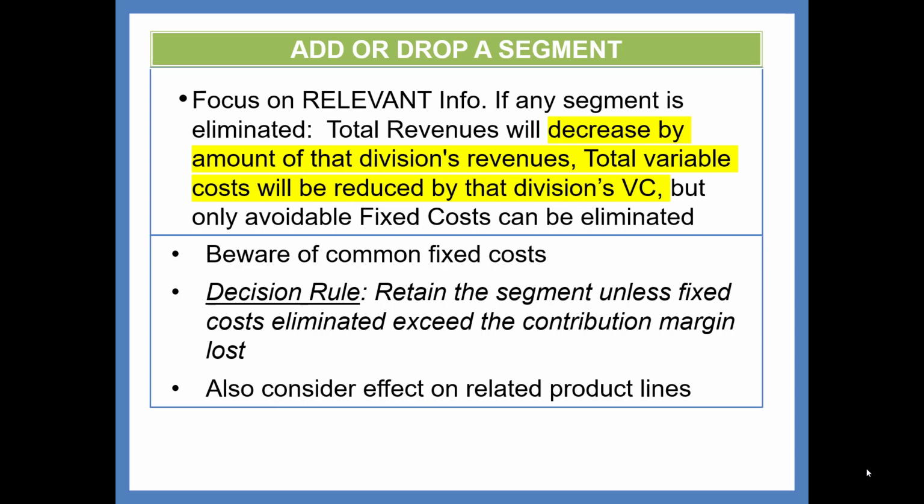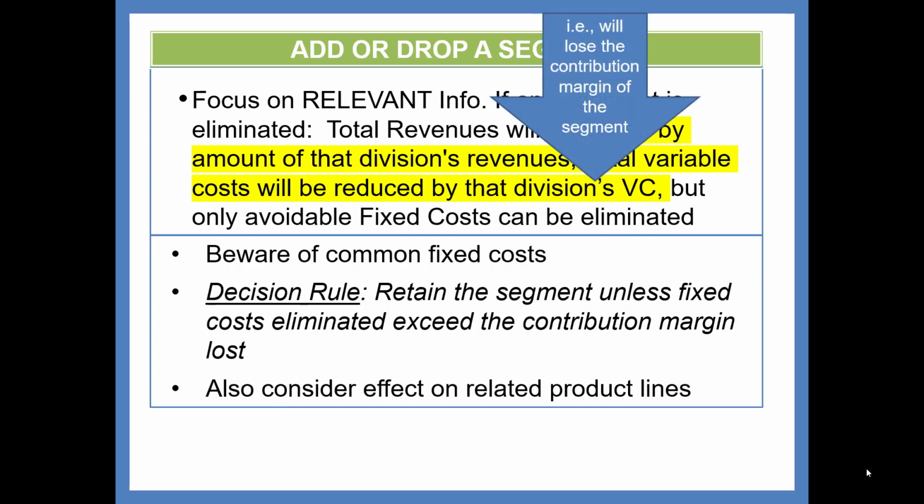It's easiest if you think about this in terms of a product line. If you drop a product line, you will lose the revenue of that product line, and you will also eliminate the variable costs. You won't have the direct material, direct labor, variable overhead, or sales commissions related to that product line. Now, of course, what that means is you will lose the contribution margin of that segment if you lose the revenues and the variable costs.